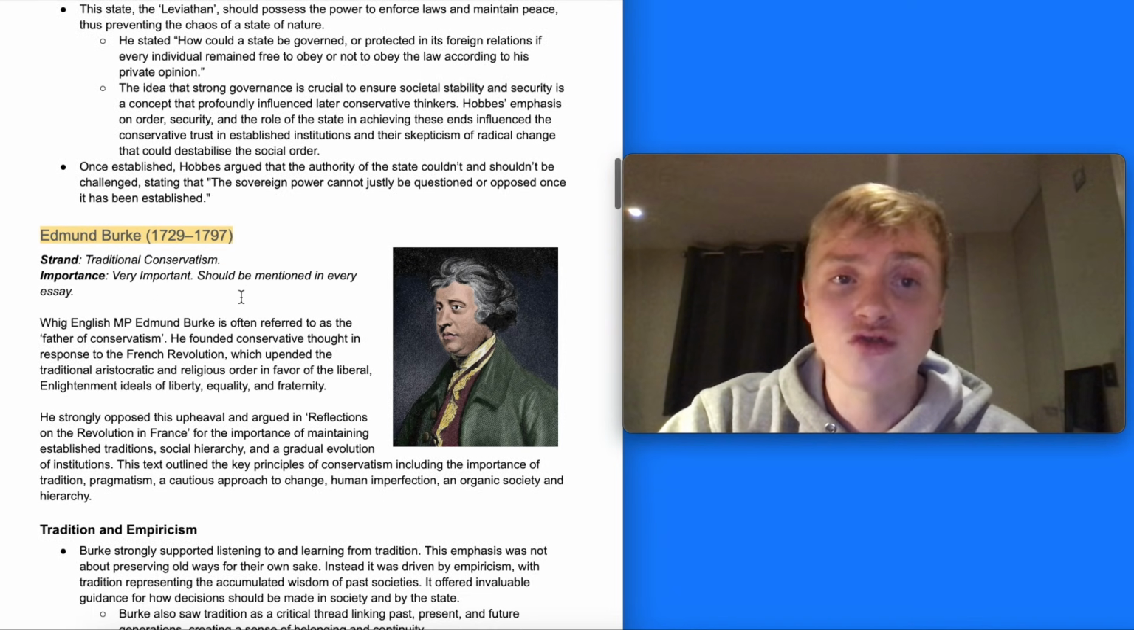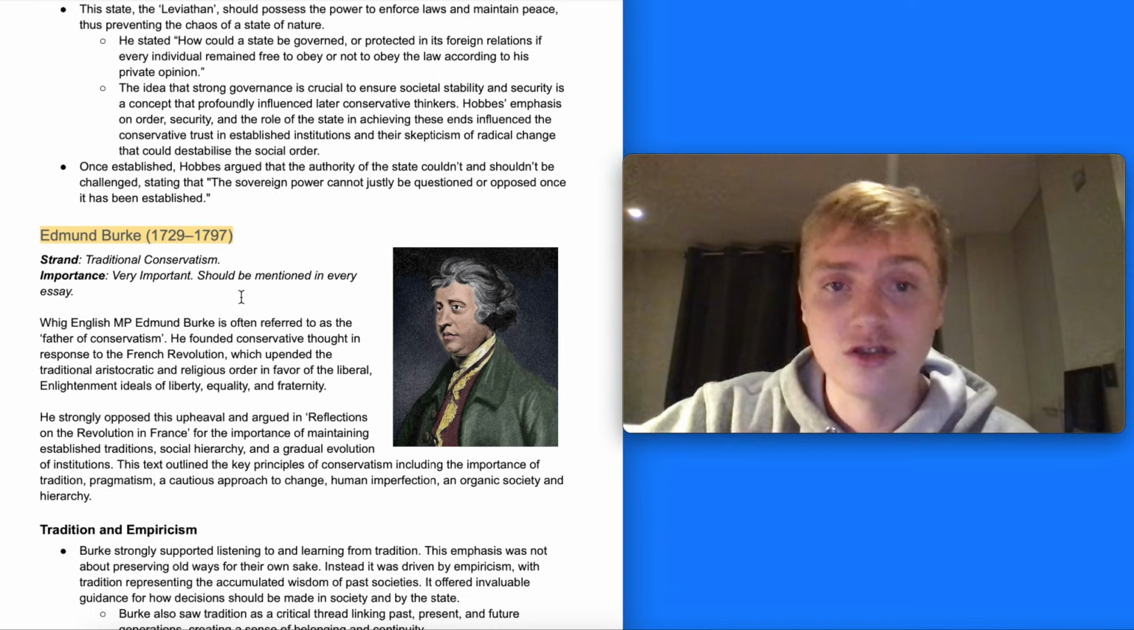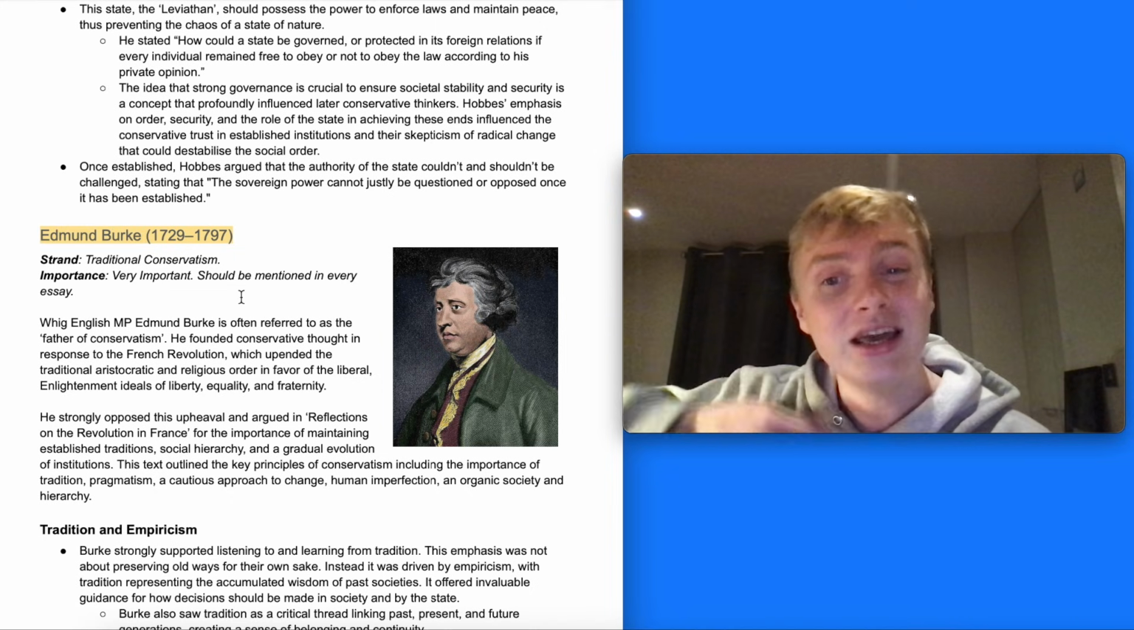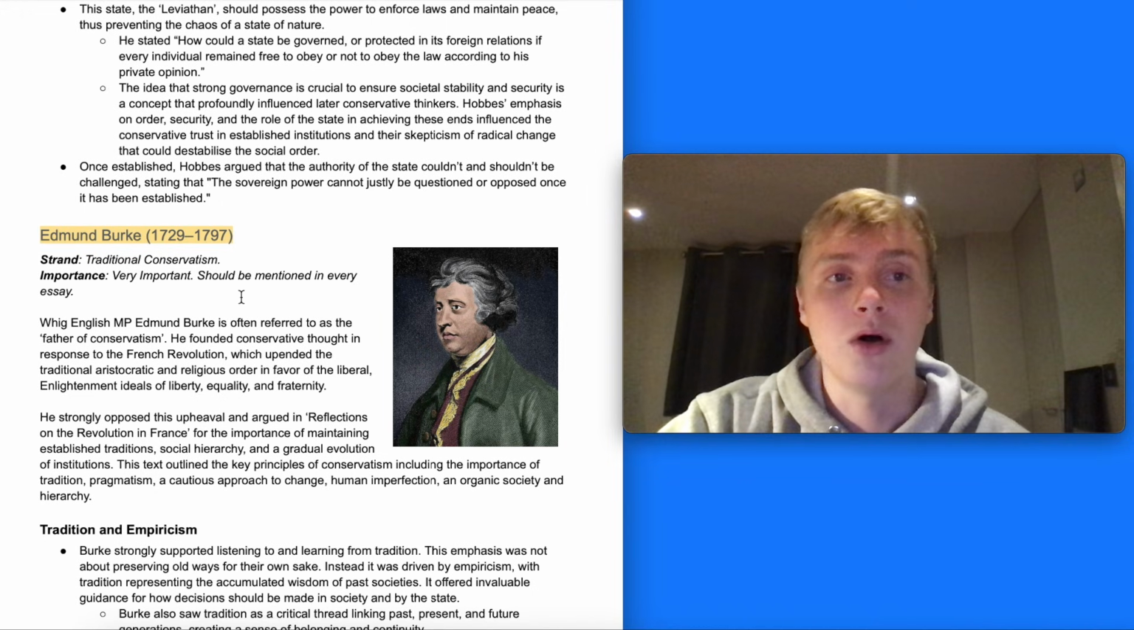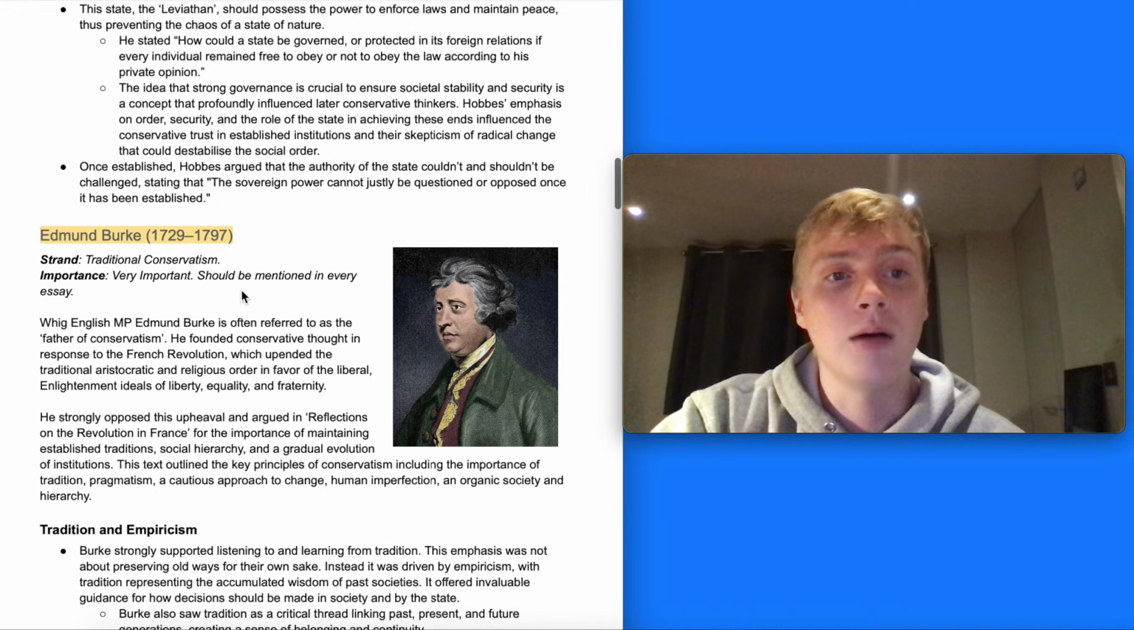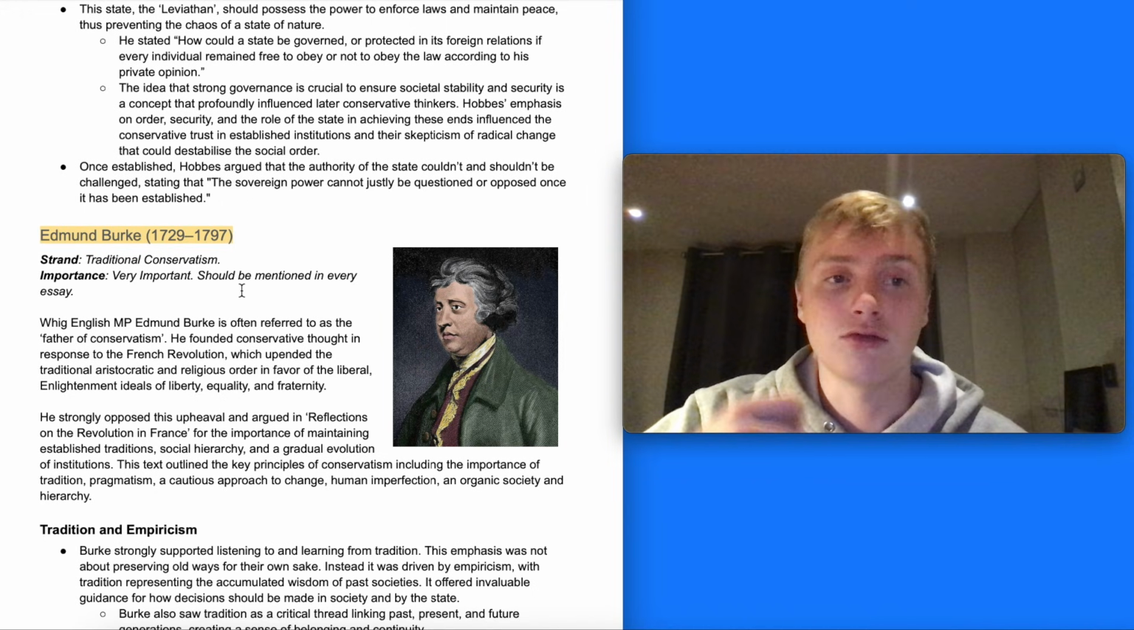And this idea that strong governance is crucial to ensure societal stability and security profoundly influenced later conservative thinkers, as did its real emphasis on order, security, and the role of the state.